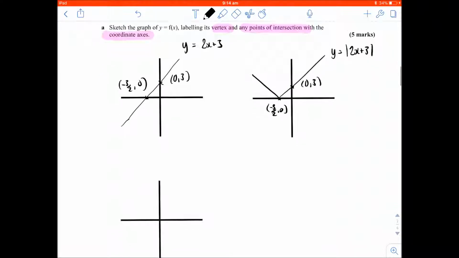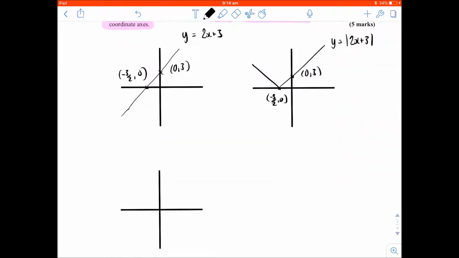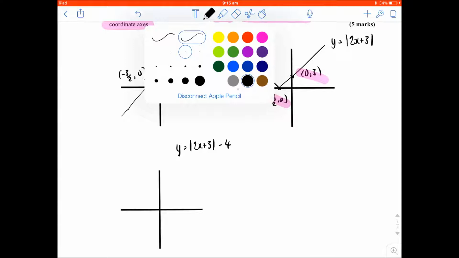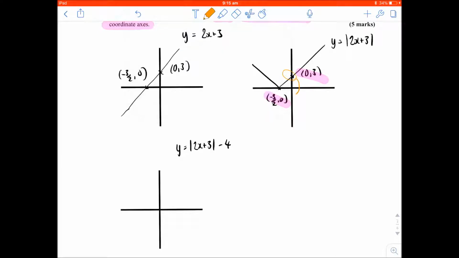So what we've then got to do is take off 4. So we're now finally having the graph of y = |2x + 3| - 4. That is going to shift the entire graph down by 4, because the 4 is outside the bracket, so it affects the y coordinates. So if we look at what we did have as our two coordinates here, our y coordinates are going to be shifted down by 4. That tells me that this value here is now going to go below the x-axis, and that is just going to be shifted down by 4 units.